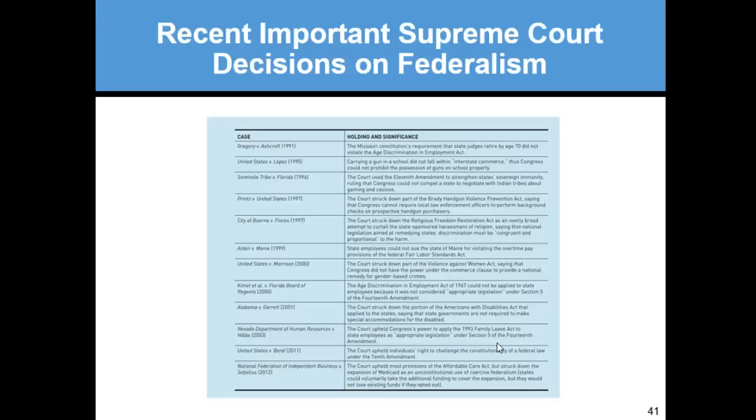United States versus Bond in 2011, the court upholds individuals' rights to challenge the constitutionality of a federal law under the 10th Amendment. And National Federation of Independent Business versus Sebelius, the court upholds most provisions of the Affordable Care Act, which is Obamacare, but it strikes down the expansion of Medicaid as an unconstitutional use, of course, of federalism. And Texas, for instance, did not buy into the expansion of Medicaid. We have decided not to take that money because we're concerned about carrots and sticks.